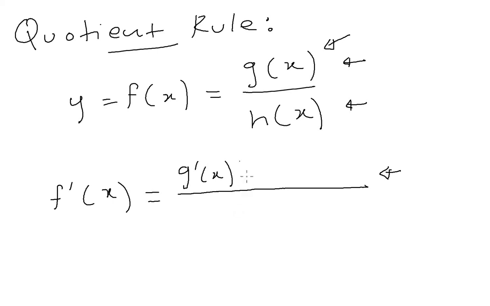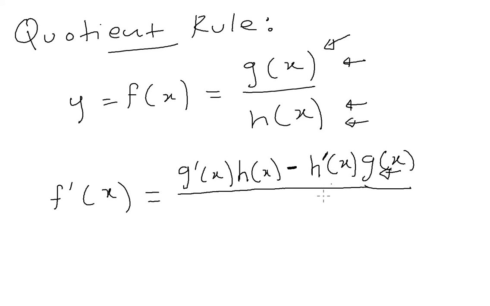Remember, if you differentiate one, you cannot differentiate the other. So keep the second function as it is. And now put a minus sign. This is the only difference with the product rule. And now do the opposite. Now differentiate the second function in the denominator. But if you do this, you cannot differentiate the first function in the numerator. So keep the first function as it is.